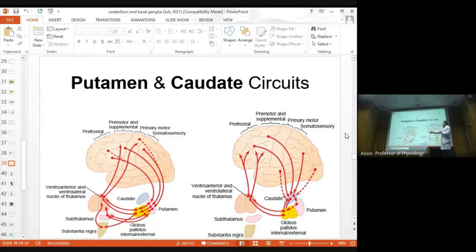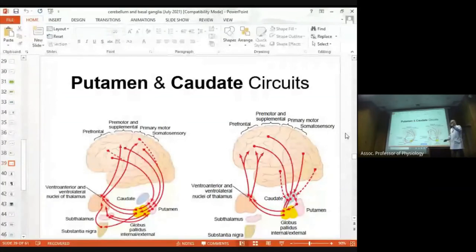This is called the putamen circuit, the one on your left, okay? And this here is the caudate circuit. You can actually tell by looking which one is the busiest. Putamen is the busiest in this diagram. Even if you're sitting right at the back, you can tell that this is putamen circuit. Why? Because putamen is the most heavily hit area in this circuit. Look at this putamen. Look at the putamen here. Not much going on, but look at the caudate. So it's a tell sign of which circuit it is.